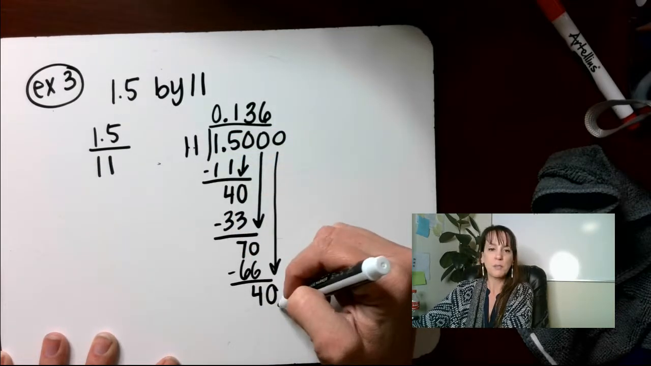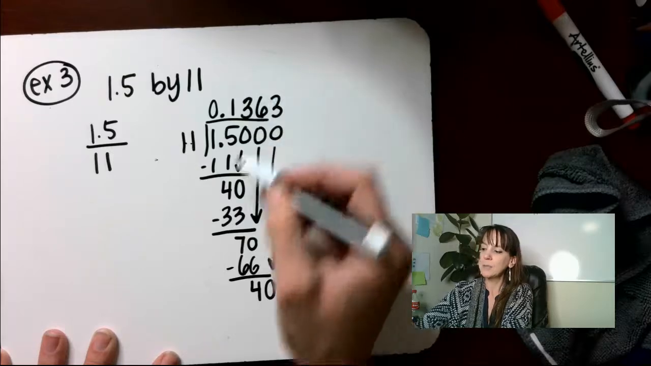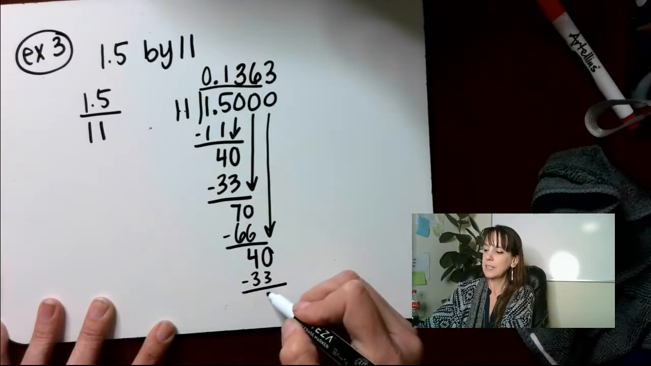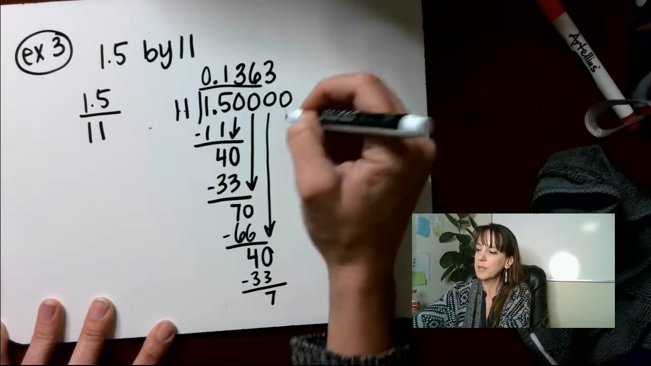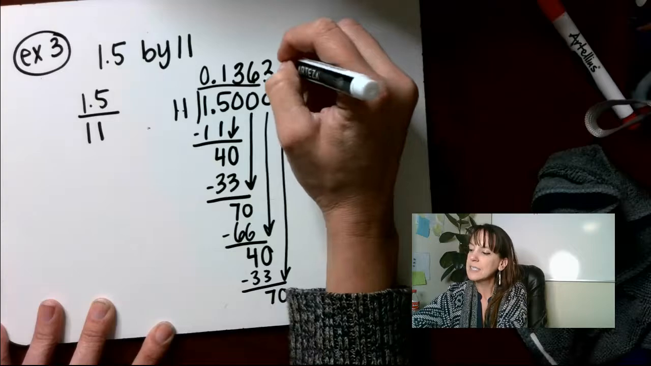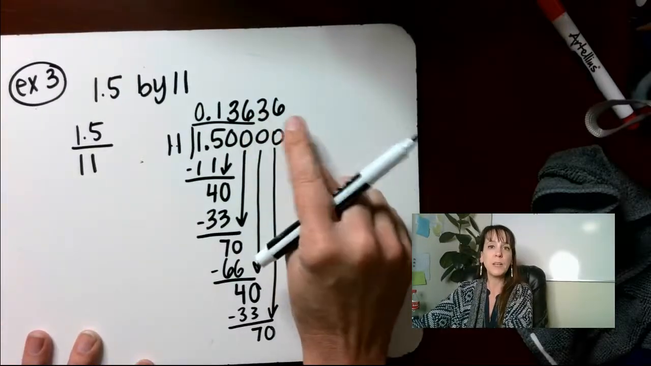11 goes into 40 3 times. That gives me 33. We subtract. That's going to give me 7. Bring down a 0. Okay. 11 goes into 70 6 times. So you can see that it's starting to repeat up here.